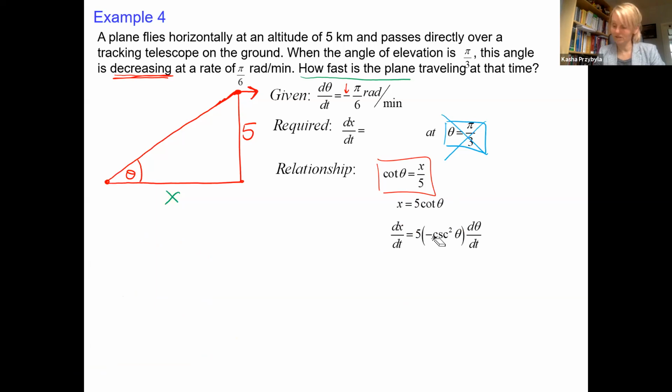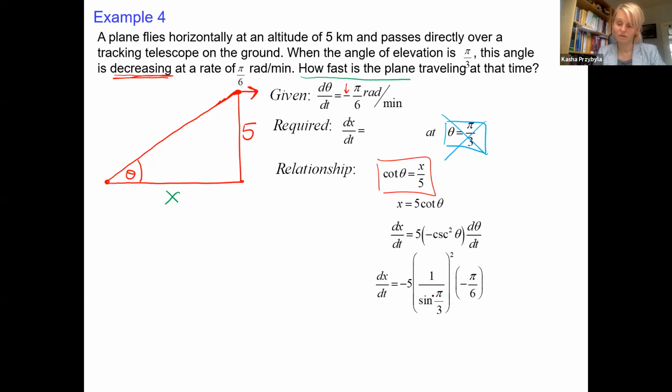Cosecant is 1 over sine. That means, let's see what I did. Looks a little bit crazy, but I think it's cosecant square. That means I have cosecant square, but cosecant is 1 over sine, and I substituted pi over 3 now. The rate of change of the angle is negative pi over 6. And please notice that that negative is not squared. That means I kept it outside. Okay, negative and negative will give me positive.